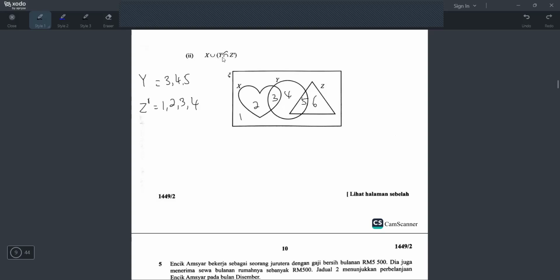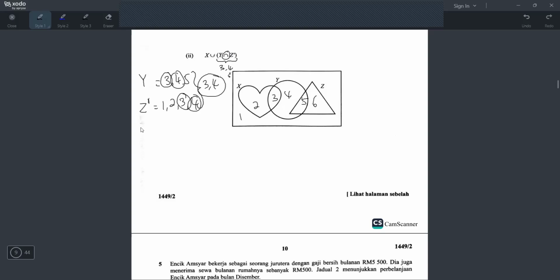And now look at the symbol in the middle, in between them: intersect. So I have to find the intersection between these two. Intersection means I find whichever repeats. So which one repeats here? 3, 3, 4, 4. It means the intersection of them is 3 and 4. But this is not the final answer yet. This 3, 4 is the answer for Y intersect Z complement. I still have to do the X union 3, 4.